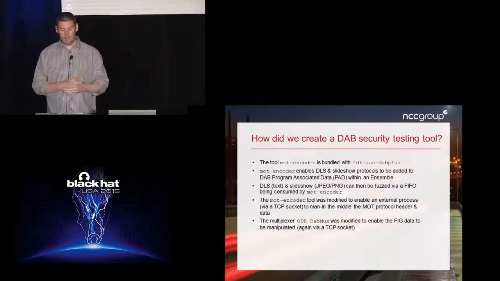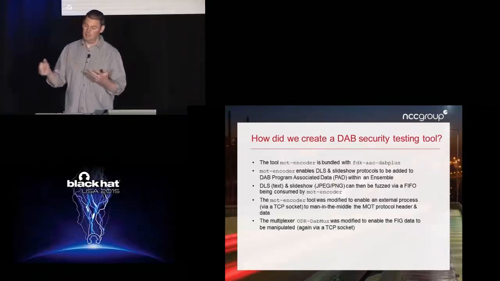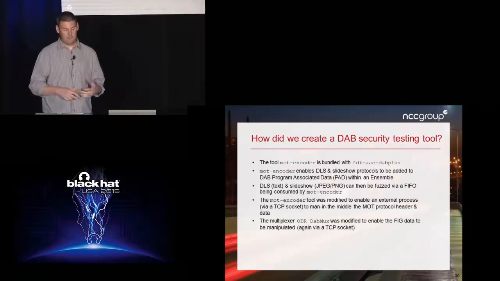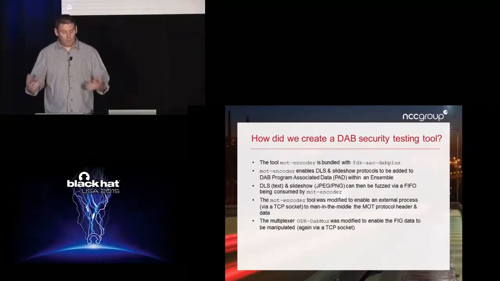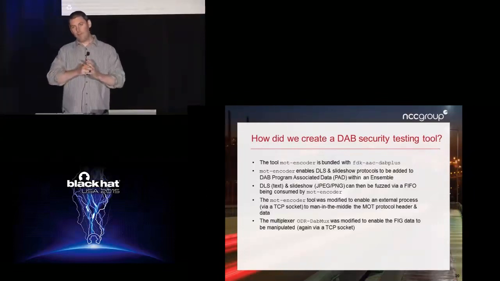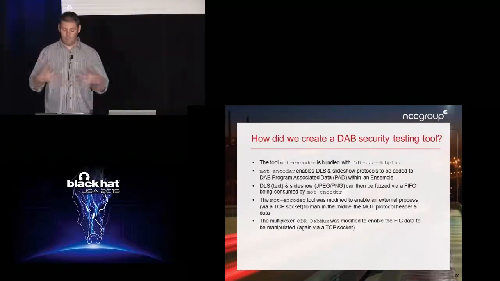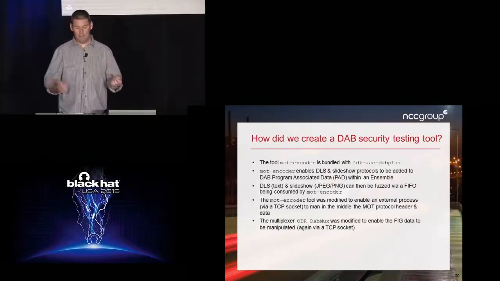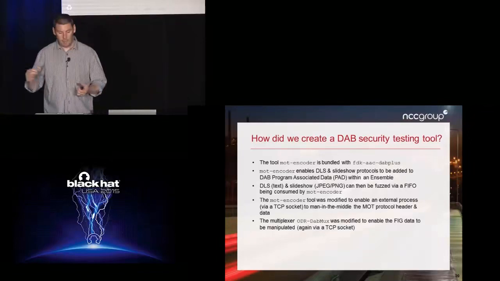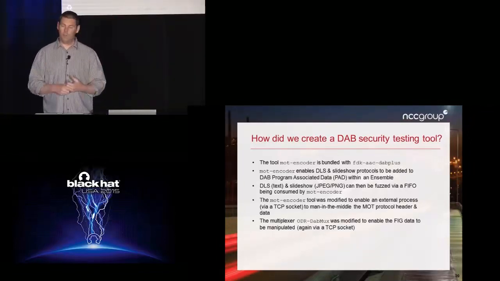added into the multiplex, and that then allows the MOT data, so the DLS and slideshow information, to be sent over DAB. So we modified the MOT encoder tool so that it sends the data off via a TCP socket to a separate process. The tool's written in Python, and it's basically man-in-the-middling the data and manipulating the MOT protocol on the fly before the data's then sent on to the multiplexer.